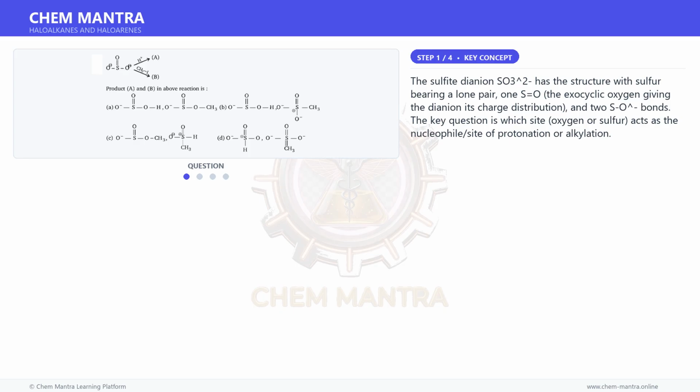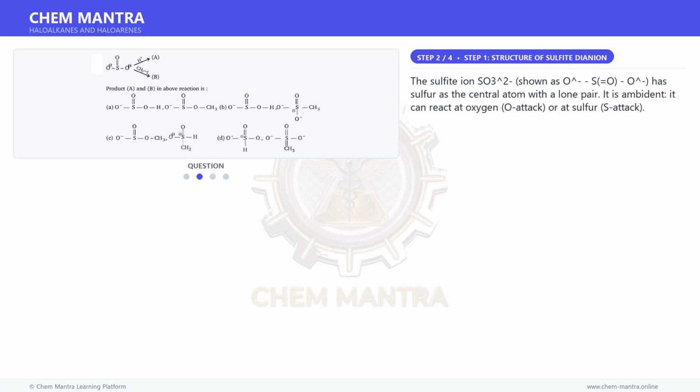The sulfite dianion SO3 2- has the structure with sulfur bearing a lone pair, S=O, the exocyclic oxygen giving the dianion its charge distribution, and 2 S-O bonds. The key question is which site, oxygen or sulfur, acts as the nucleophile site of protonation or alkylation.